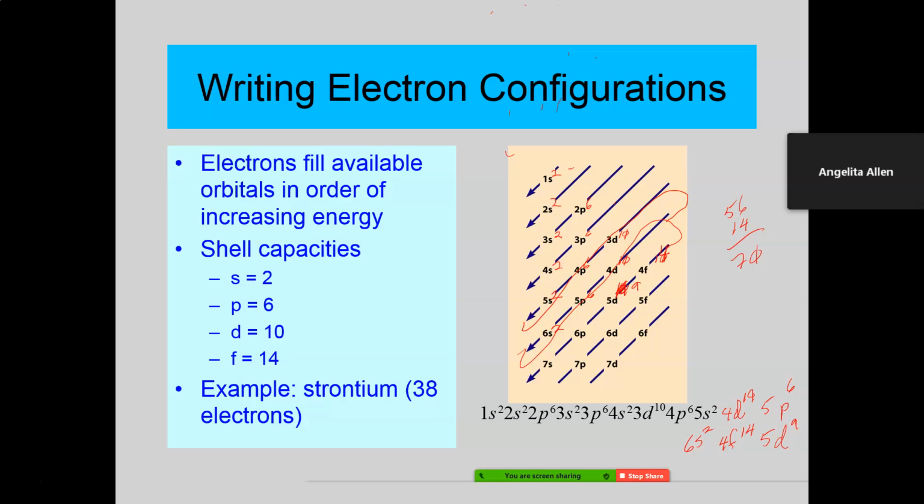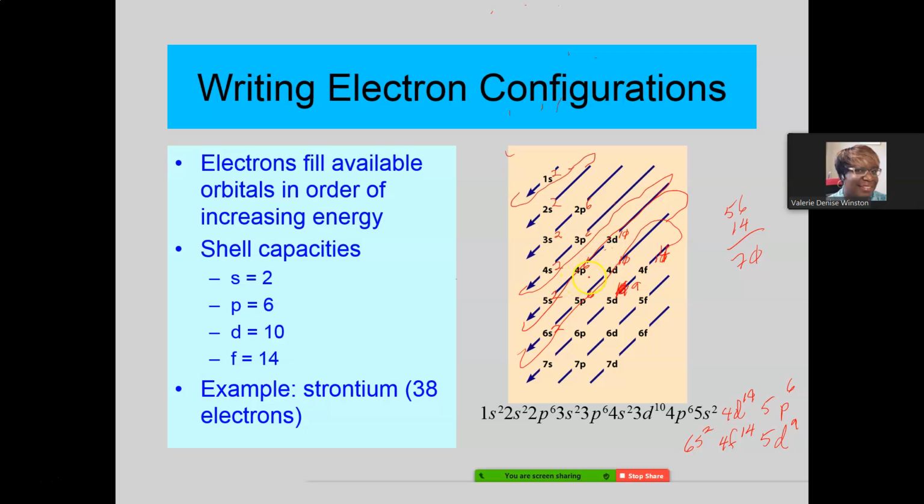Okay, that's 1S2, 2S2, 2P6, 3S2, 3P6, 3D10. Wait. Okay, you're not going in the right order. Remember you go down the arrows. You start here, go up here. After 3P6, then 4S2. And then after 4S2, you go up to the 3D10.